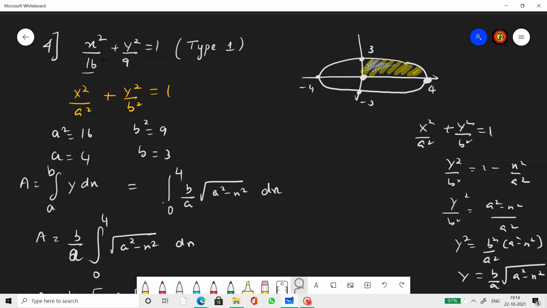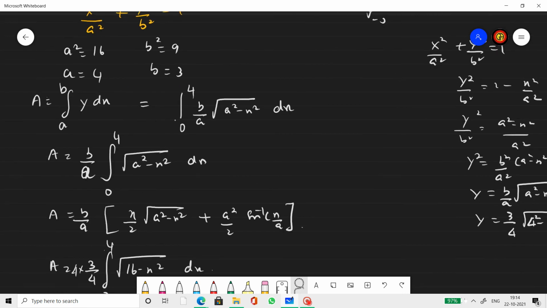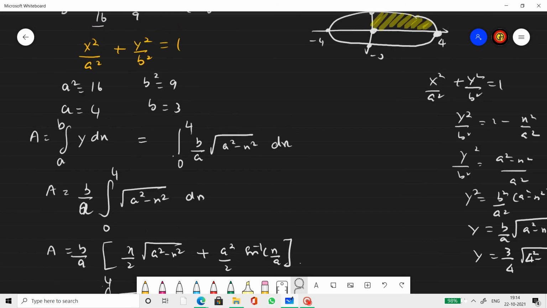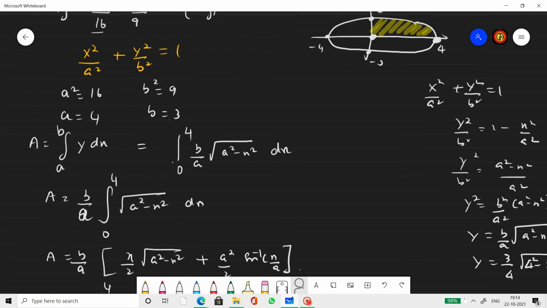Now if I find the area for the first quadrant and then multiply it by 4, it's enough to find the area of the ellipse. So area equals, I'm doing it for the x-axis, therefore integration a to b y dx. And the equation here is the equation of the ellipse. So I have taken the general equation and transformed it such that y is in terms of x. The transformation is shown over here.